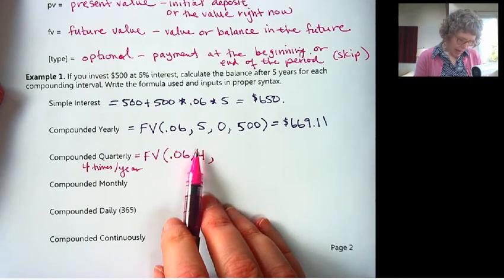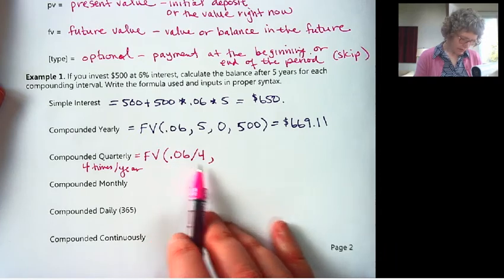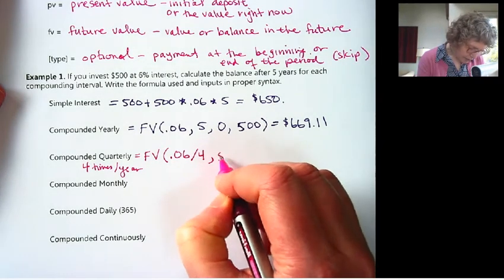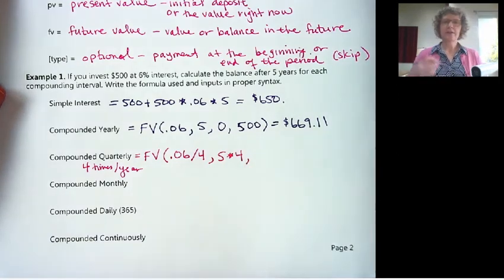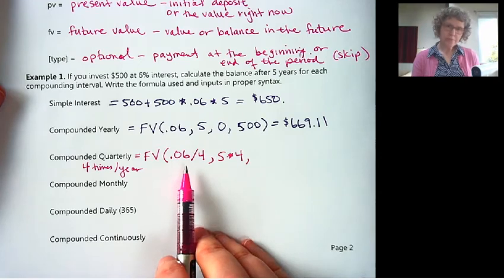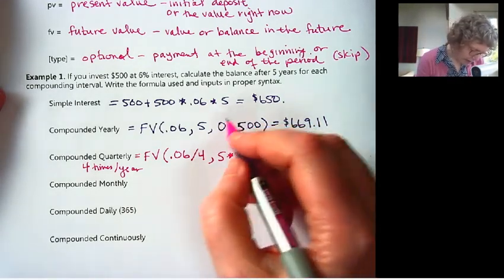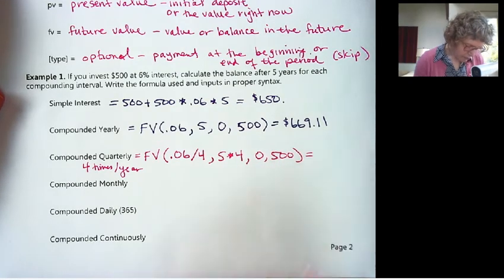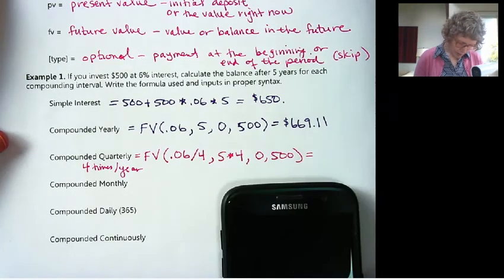The slash is the division symbol. So 0.06 divided by 4. Then I need to change this 5 years times 4, because we'll be getting a quarter of the rate, but 4 times as often. Okay, I wonder what's going to happen here. Then we're still not making any payments, and we're still putting in $500. So now we can see what changes if we compound quarterly.